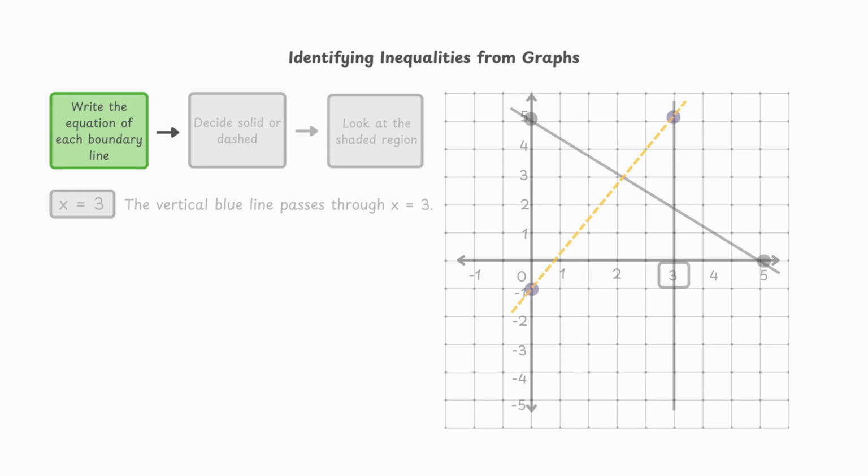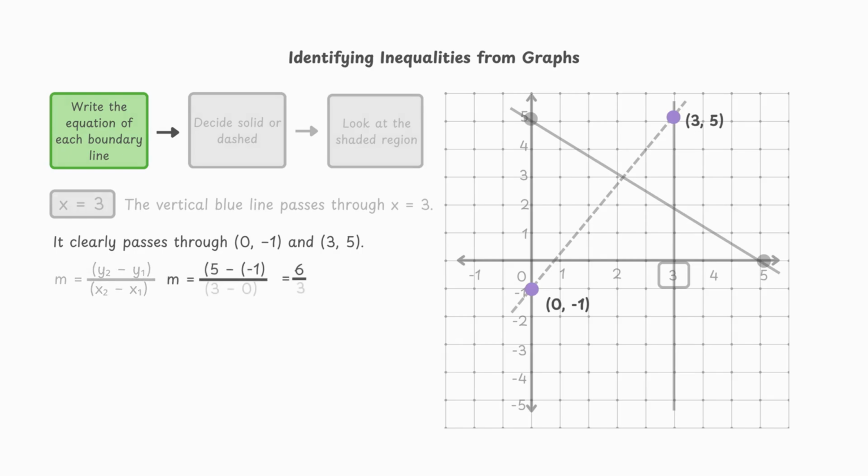Now let's look at the dashed diagonal line. We can see that it passes through 2 clear points, (0, -1) and (3, 5). So we use these to find the gradient. The change in y is 5 minus -1, which is 6. The change in x is 3 minus 0, which is 3. So the gradient is 6 divided by 3, which is 2.